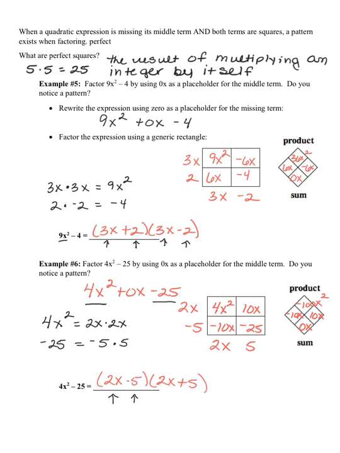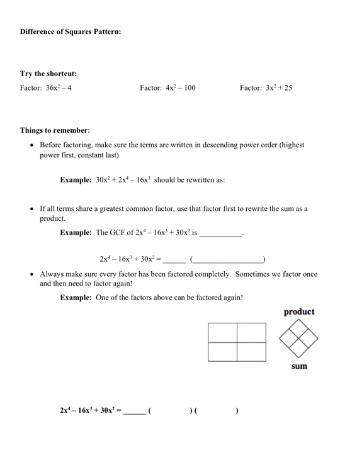2x minus 5, 2x plus 5 becomes my two factors. So to summarize this idea of the difference of two perfect squares, the pattern that occurs is if we are factoring an expression of the form a squared x squared minus b squared, so the first term and the last term are both perfect squares, that factors into ax minus b times ax plus b.